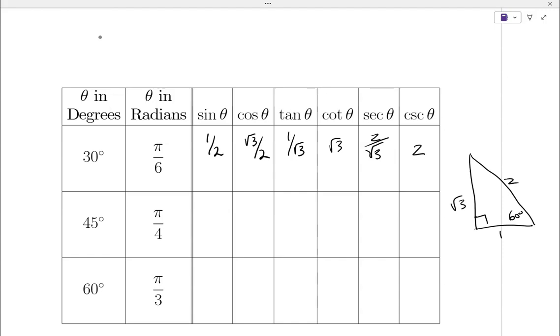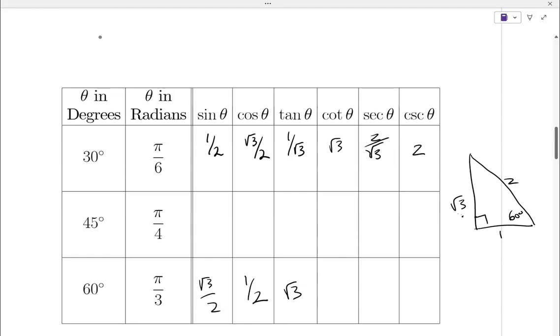What about sine of 60? Yeah, root 3 over 2. Because now this is the opposite side over here. Cosine of 60 is 1/2. Because that's the adjacent over the hypotenuse. Tangent is going to be root 3. Good, because it's root 3 over 1.